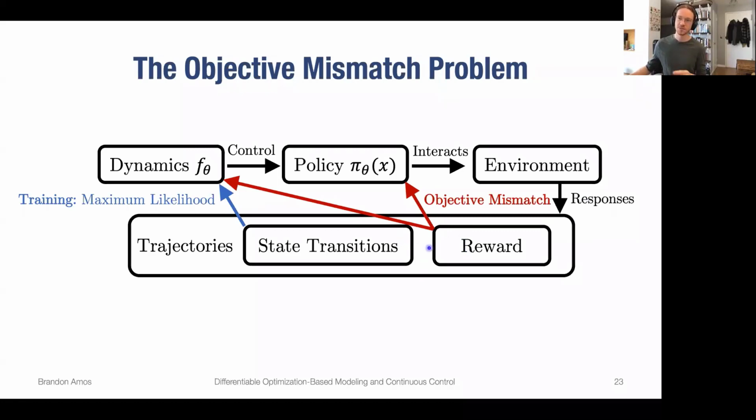And what people typically do, it's not always like this, but typically, if you don't know the dynamics of your system, for example, you would fit those with maximum likelihood to your observed state transitions, and you would then feed that back into your controller that induces some other policy. And what I'm calling the mismatch problem, which is really a hard challenge in the field, is that if you fit your dynamics for maximum likelihood, it doesn't have any signal of the reward that it's actually inducing.